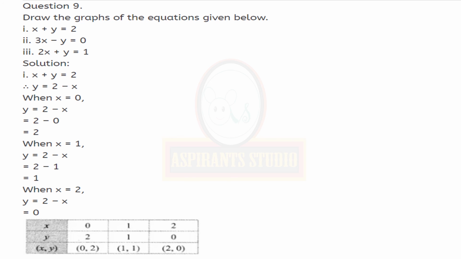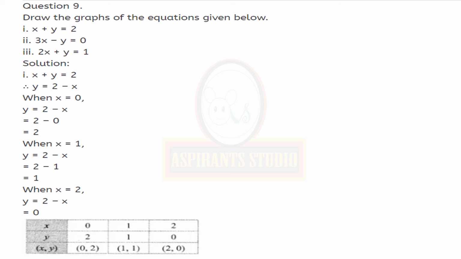Question number 9. Draw the graphs of the equations given below. Here they are linear equations in 2 variables. When linear equations in 2 variables are there, you have to draw the table containing the x values, y values, that means the x coordinates, y coordinates and the respective ordered pairs. You have to make at least 4 ordered pairs. I have made only 3, you can make 4.